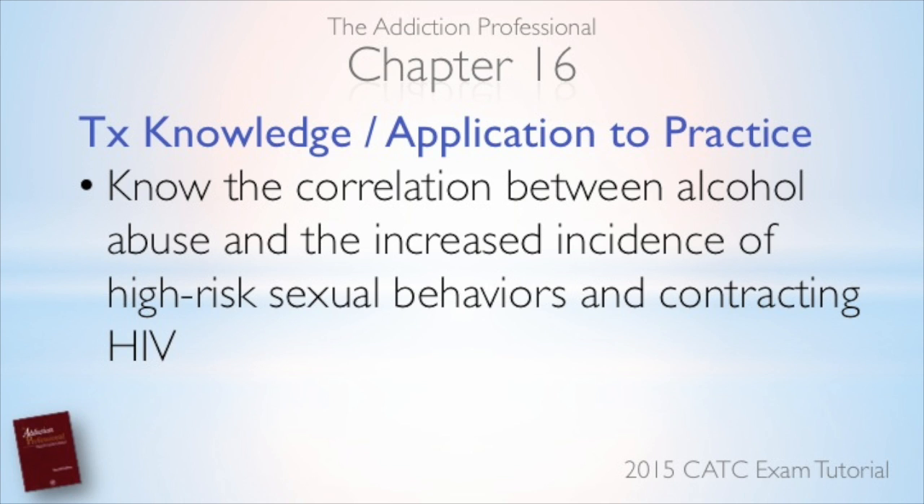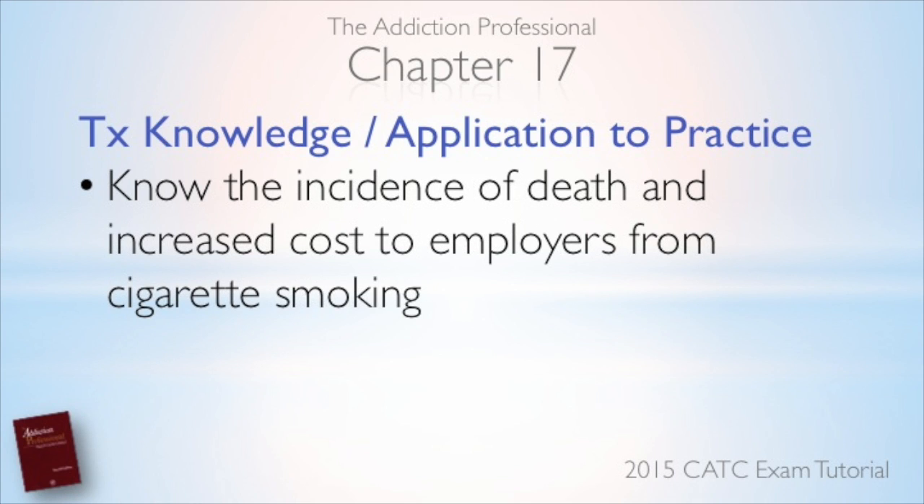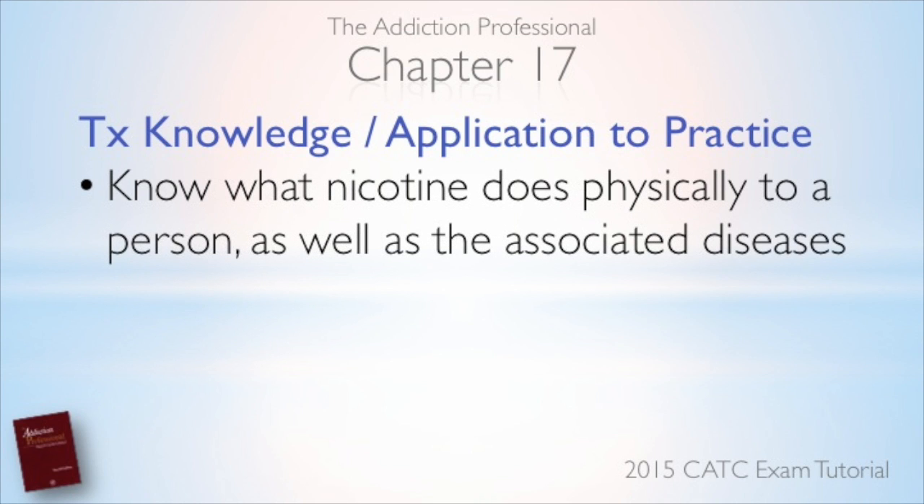In Chapter 17, know the incidence of death and the increased cost to employers from cigarette smoking, and also know what nicotine does physically to a person as well as the associated diseases, and be able to identify diseases associated with smoking. Know that increased cholesterol levels and decreased circulation can also be attributed to the use of nicotine. Know the physical risks that are faced by tobacco chewers.